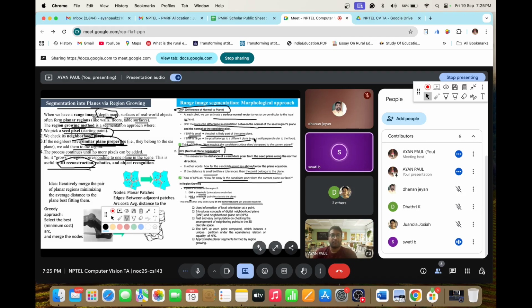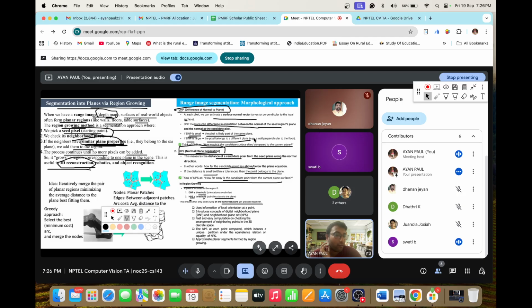But what if the pixel belongs to a different surface? Then it will have a different segmentation color. For example, for this surface I am using a different color, and for this surface I am using another color. The whole topic is segmentation into plane via region growing. So we are segmenting via the same plane; different planes we are not segmenting.